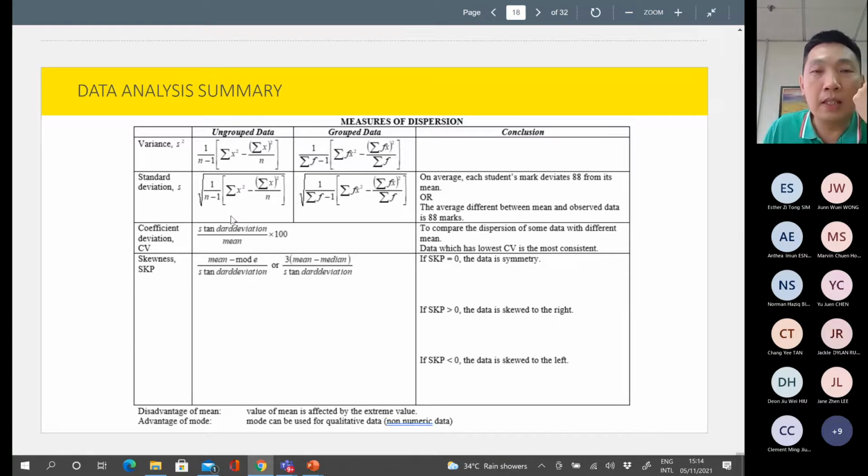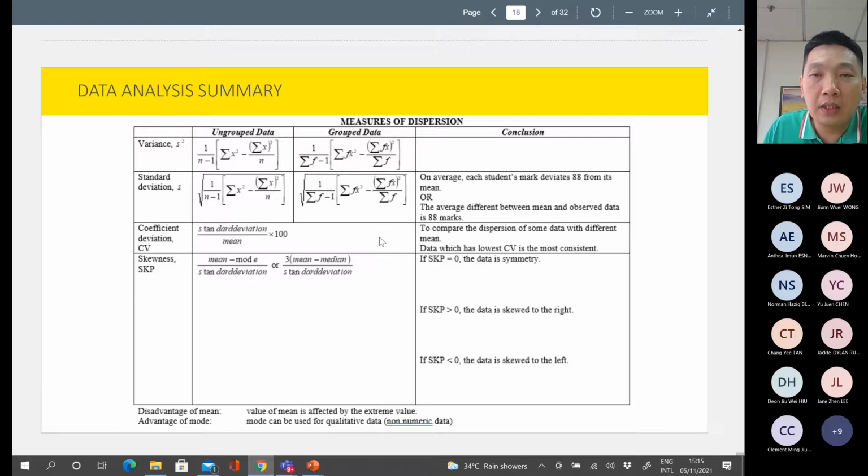So bear in mind, the standard deviation is always positive. As a result, the total X squared must be greater than this part, greater than this term. If your answer is negative, then something is wrong with your calculation. So you better check again.